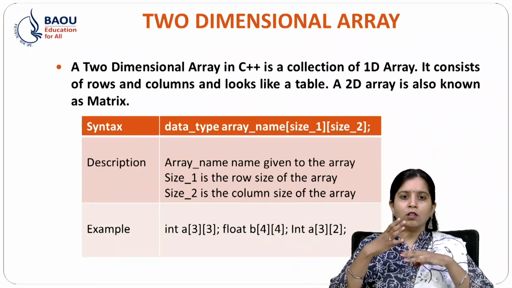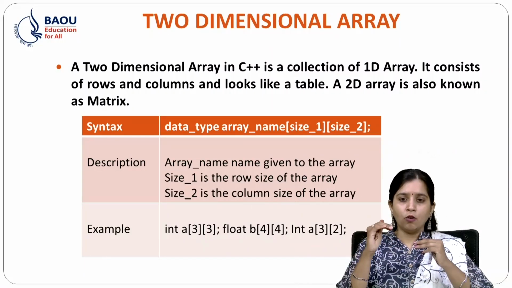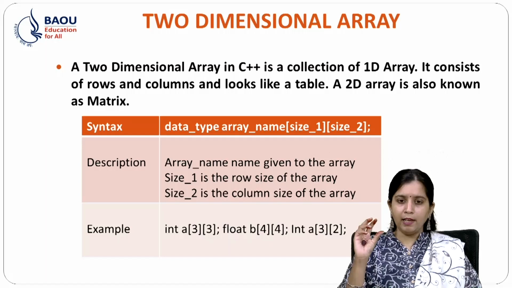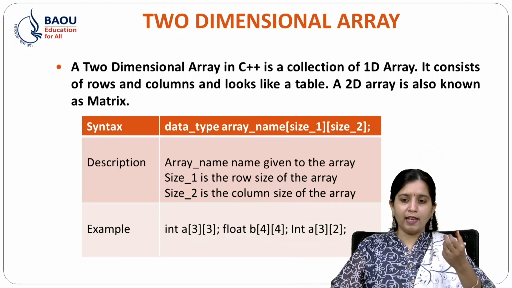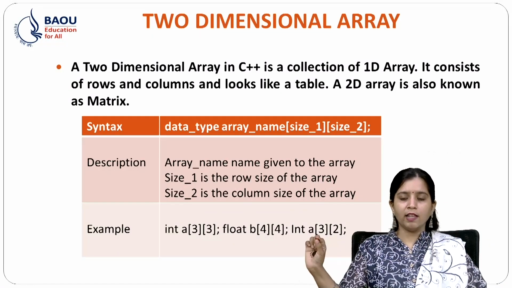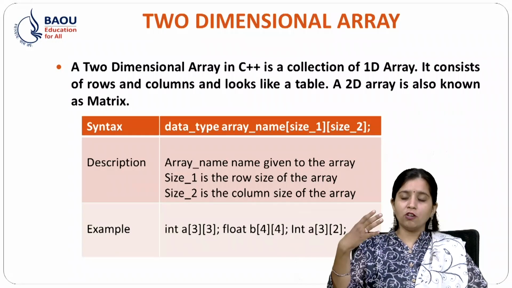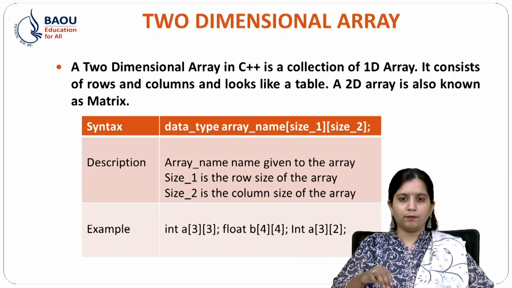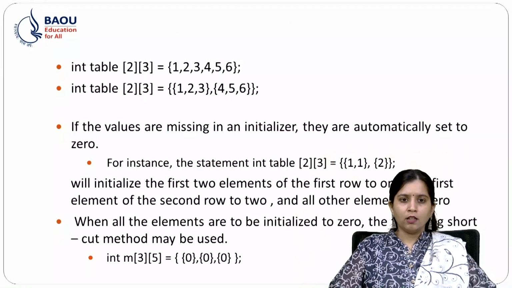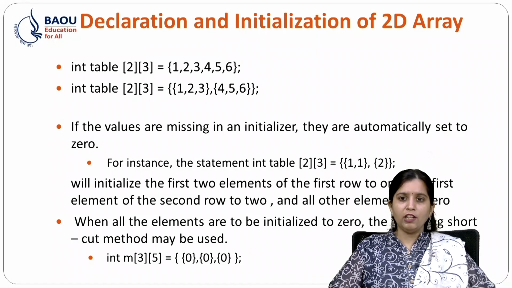Why do we use two-dimensional arrays? If we want to fetch the column and row of a particular element, then we will use two-dimensional arrays. And in one-dimensional arrays, we have only one single row. So a collection of one-dimensional arrays is known as a two-dimensional array.